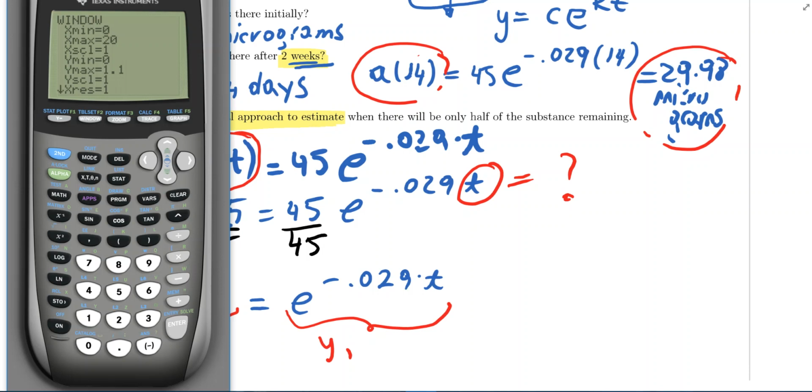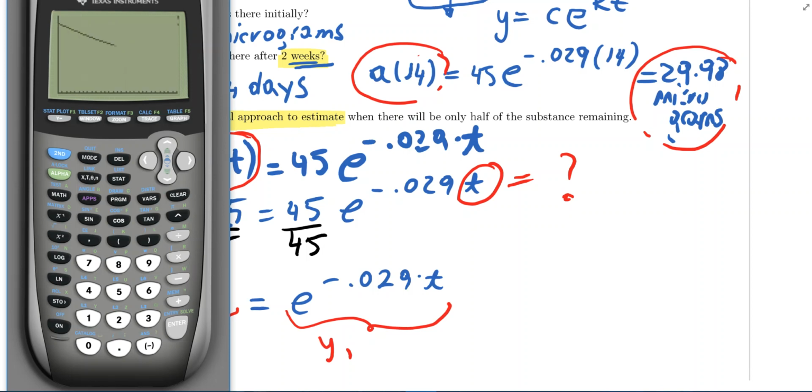So we know that in 14 days, it goes down to 29.98. That's not quite half, right? 22.5. So let's go at least 2 more weeks. So let's put x min to 0 and x max to go to 28. All right, so let's graph it and see.